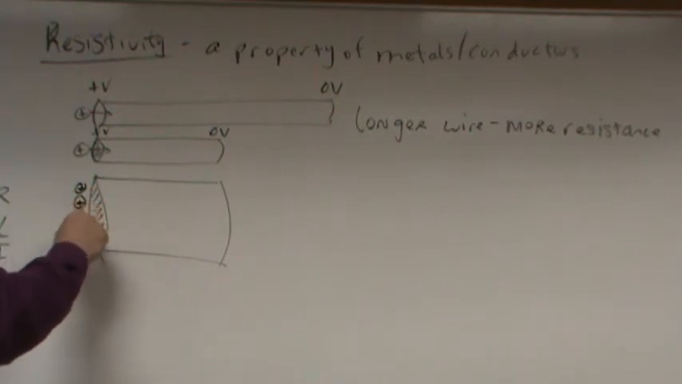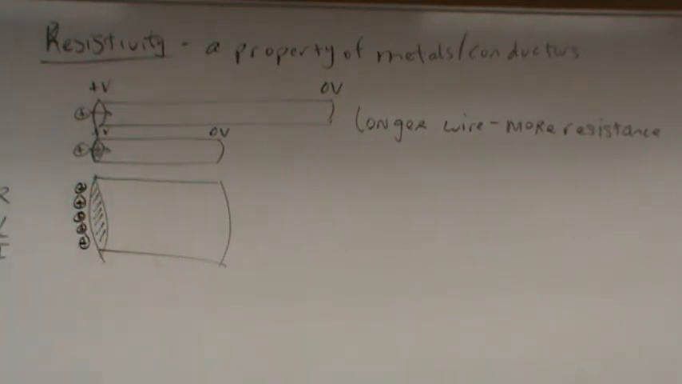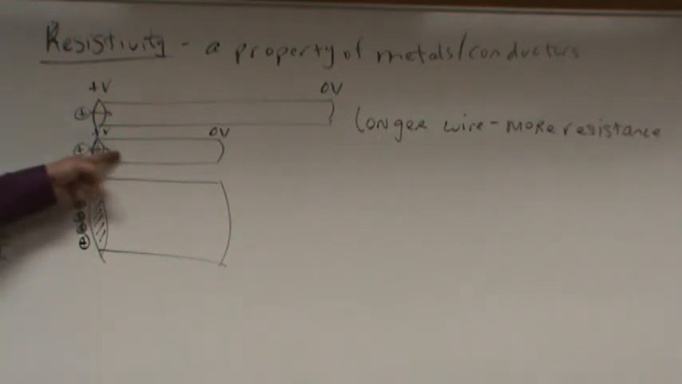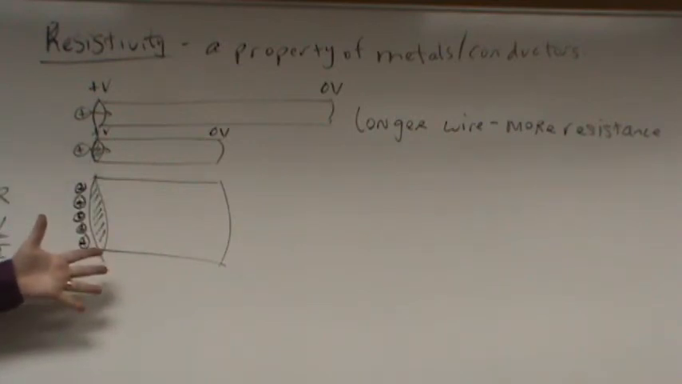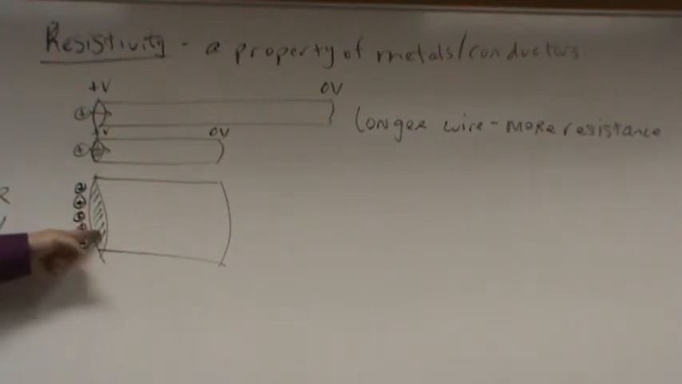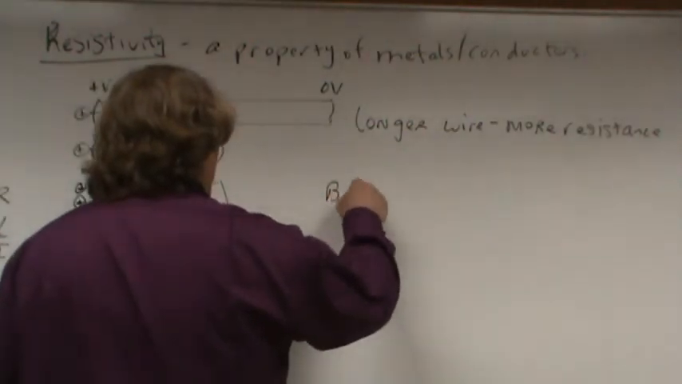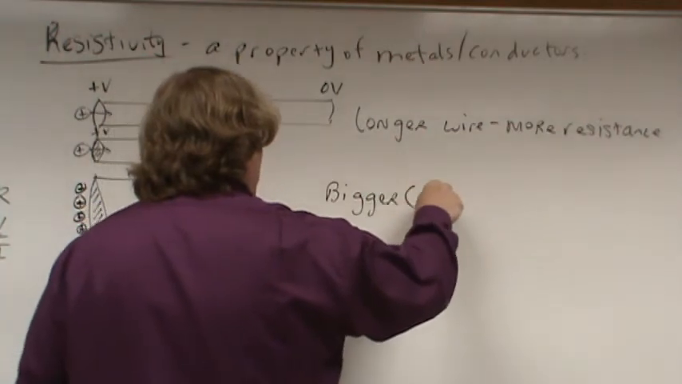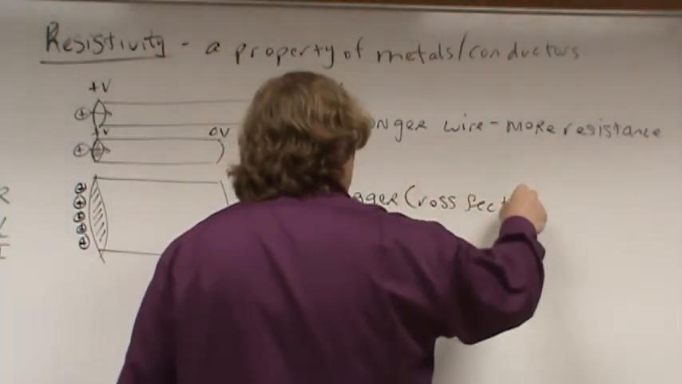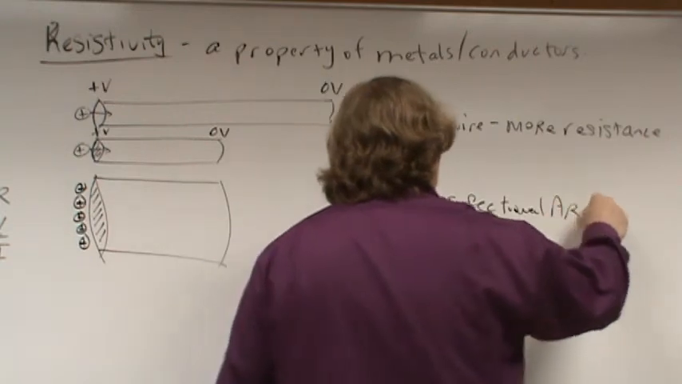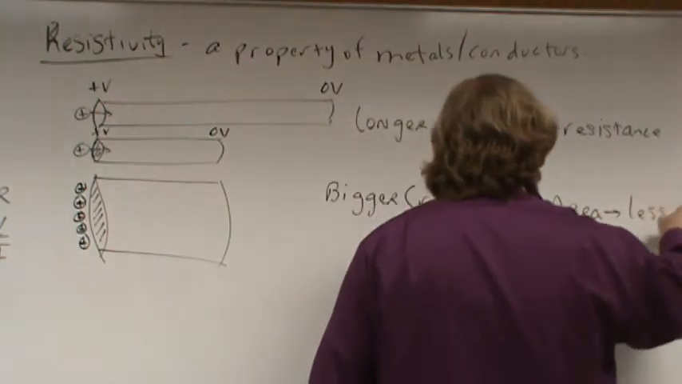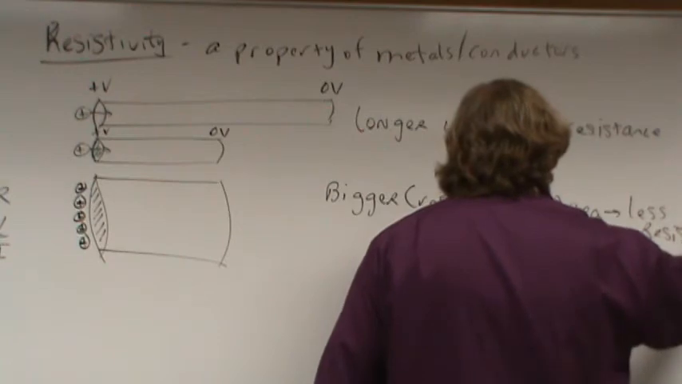The analogy I always use is this. Suppose you're in a crowded movie theater and someone yells fire. What do you prefer? Would you prefer the aisles to look like this or the aisles to look like this? Yeah, like this. We're going to get out of the movie theater if we've got aisles that look like this. Aisles that look like this, we're stuck. We're all going to burn. So I just want you to see that bigger cross-sectional area means less resistance.